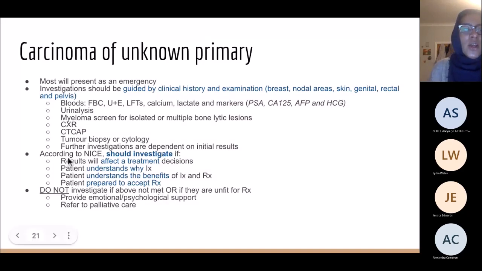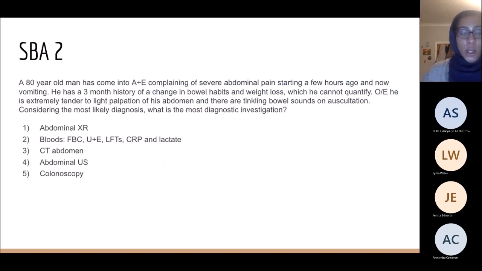So I know that's what the NICE guidelines say, but when it comes to real life, it doesn't necessarily go like that. But for your exams, you need to know the NICE guidelines. I hope that makes sense, guys, and please do let me know if you need me to slow down.